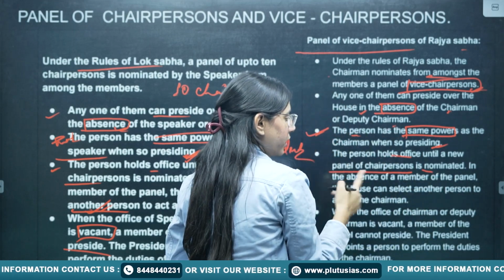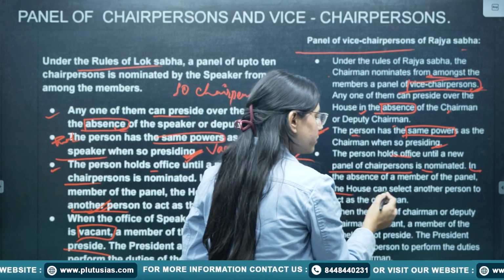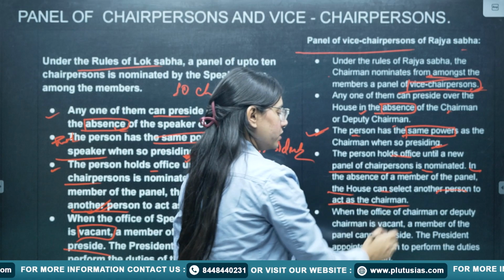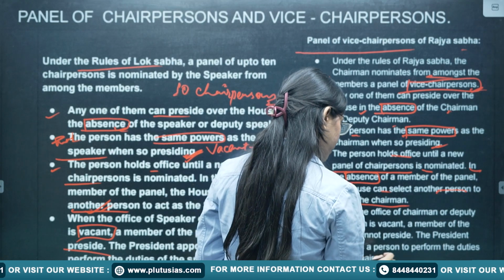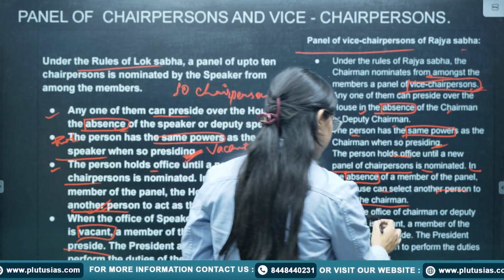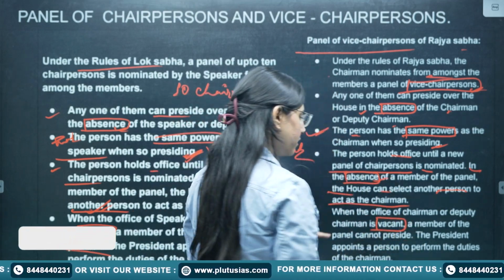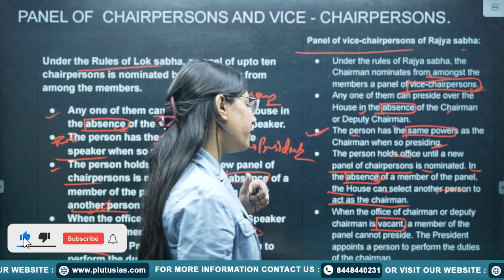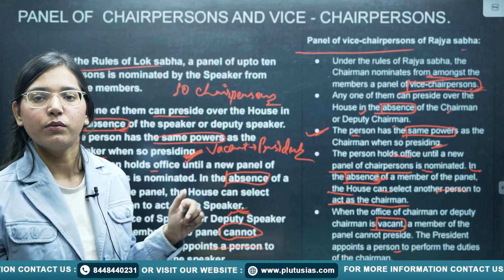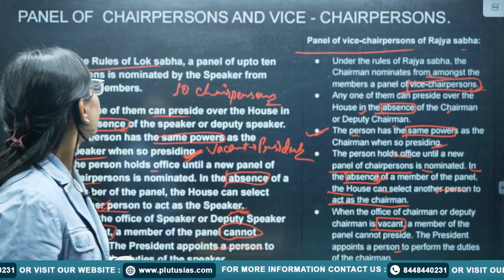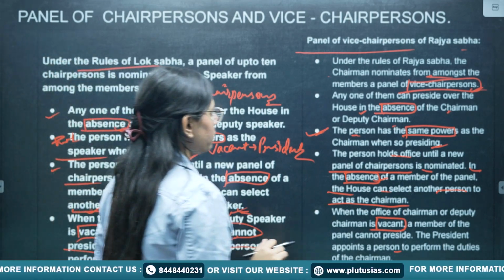We have seen the same in the Lok Sabha as well. In the absence of a member of the panel, the House can select another person to act as Chairman. These words are important: in absence, things are different, and in vacancy, things are different. In absence they can choose, but in vacancy, the President will appoint a person to perform the duties of the Chairman and, there, the duties of the Speaker. These are the differences, and these are the panels of chairpersons and vice chairpersons.